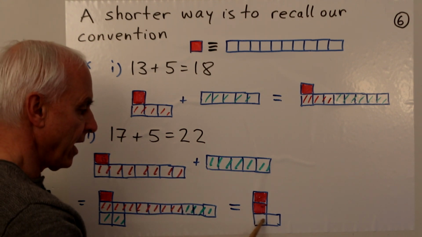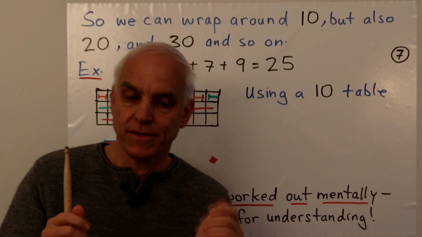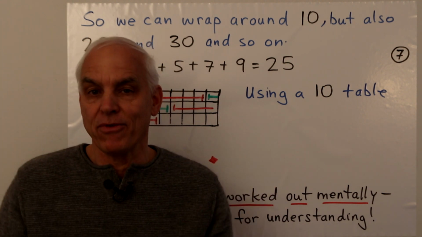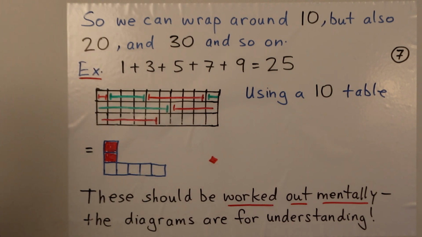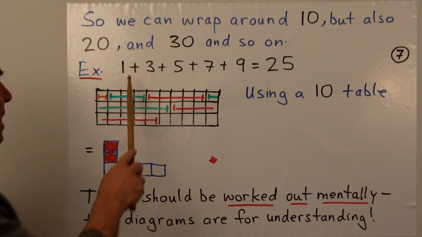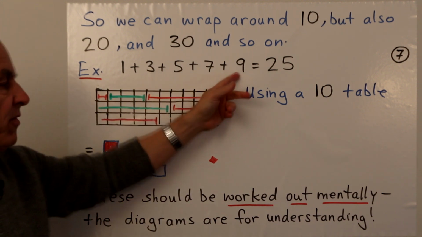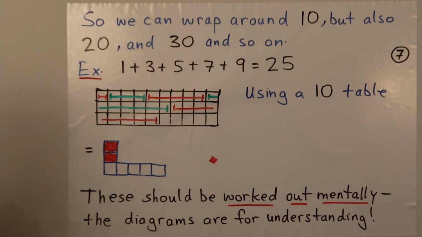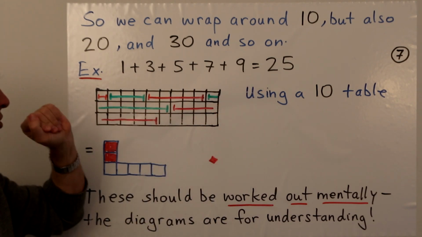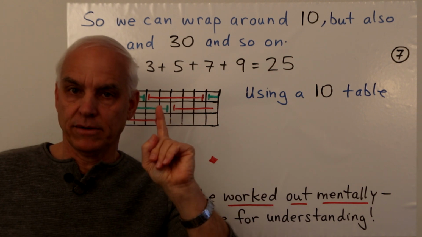10, 10, and 2. So the initial wrapping around 10 that we started with can be extended to wrapping around 20, but also wrapping around 30 and so on. So let's show you how to do that. Here, for example, is 1 plus 3 plus 5 plus 7 plus 9. Let's say we have to add up this sum. This is the kind of thing that I want students to be able to do mentally, first of all, and I want them to do it by proceeding from the left to the right methodically.